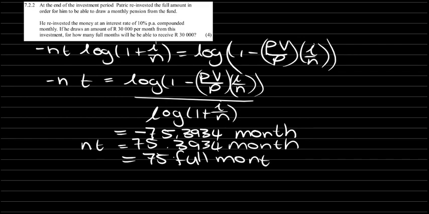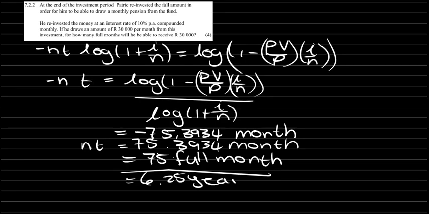Okay, so that is it. That is our answer. He gets to get paid his money just for interest's sake. How many years is that? Let's see, 75 divided by 12. That is 6.25 years. So he's invested 10,000 and gets to withdraw 30,000 rand for 6.25 years. It's an okay deal, I guess.